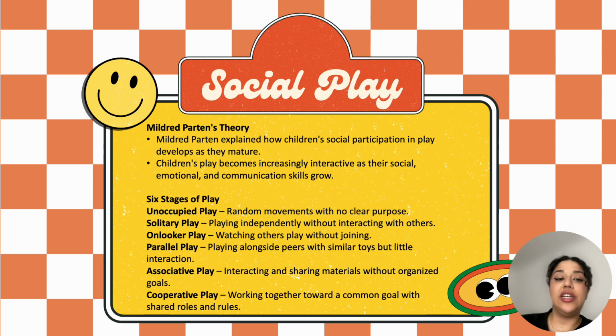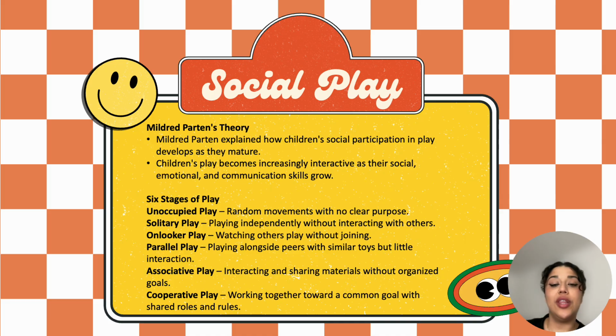So the 6 stages here of play is unoccupied play. So this is more for the infants, where there's random movements. There's really no clear purpose. Kind of just exploring the world at this point. There's solitary play, so they play independently without interacting with others. So this is just them playing with blocks, reading a book, kind of thing.